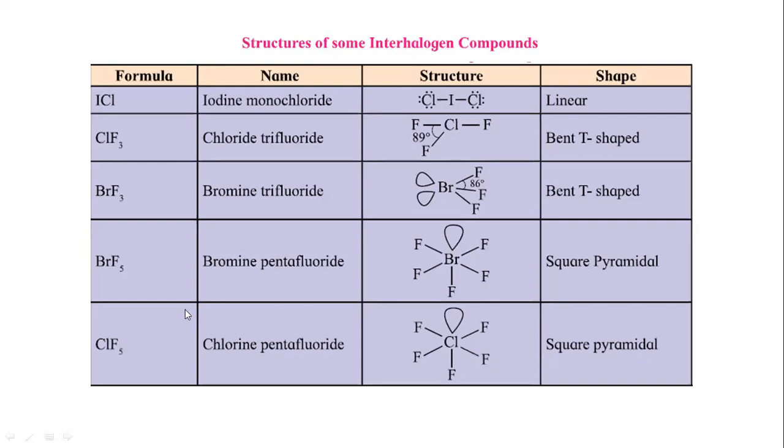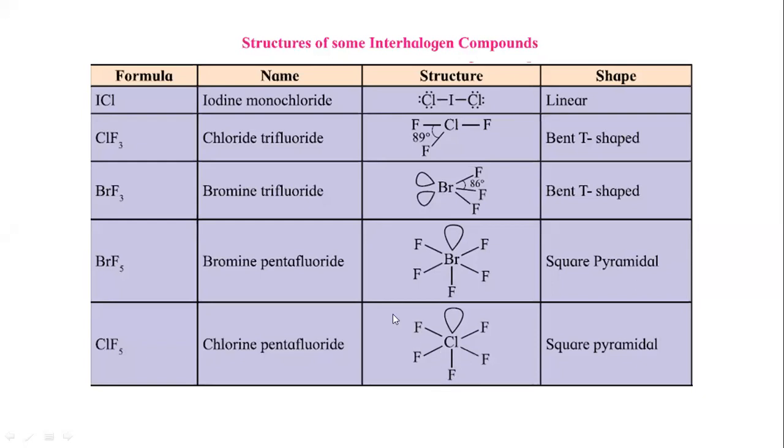This is also square pyramidal because both are the same. BrF5 and ClF5, these are the same. So the structure is square pyramidal. Four fluorines are in the square. This is a lone pair of electrons, and one fluorine is above, the lone pair is below, and another fluorine is there. So it looks like a pyramid.